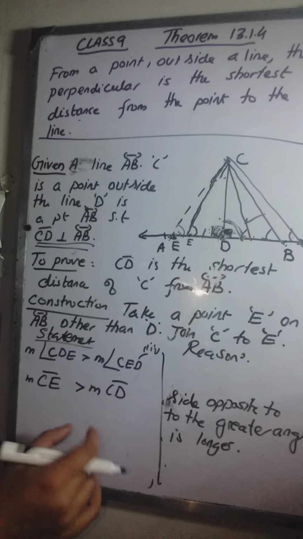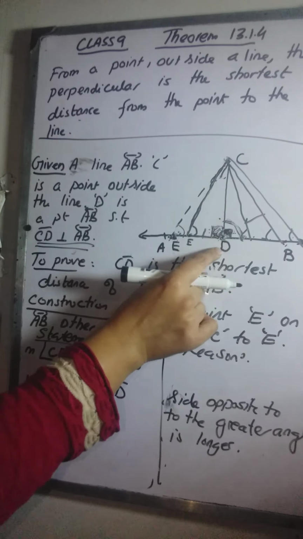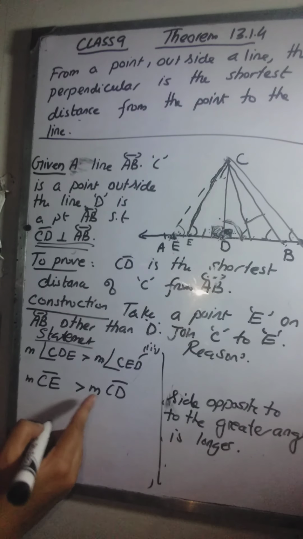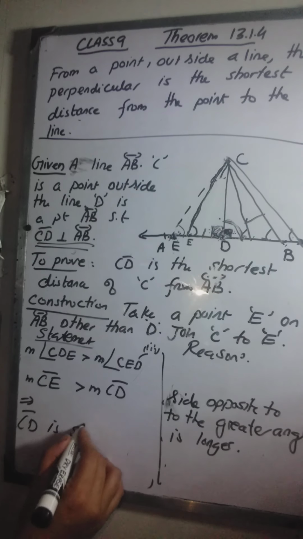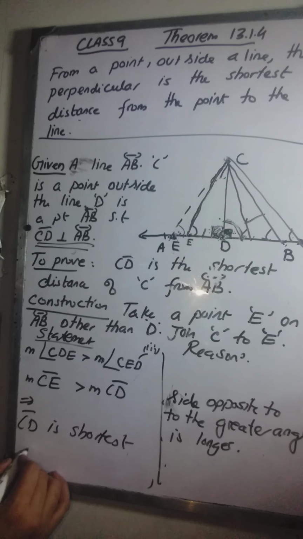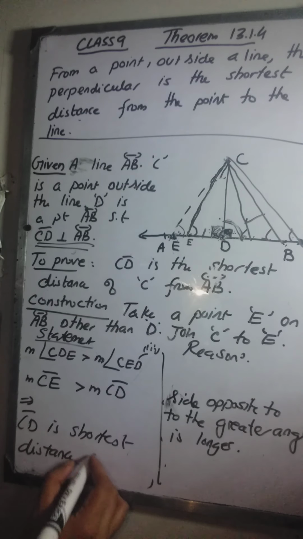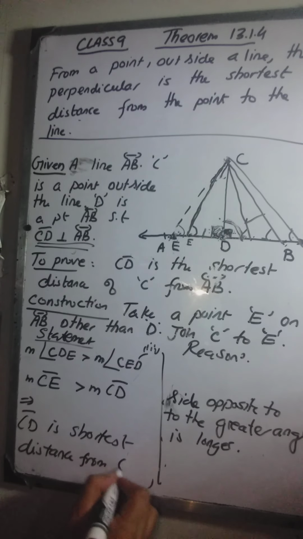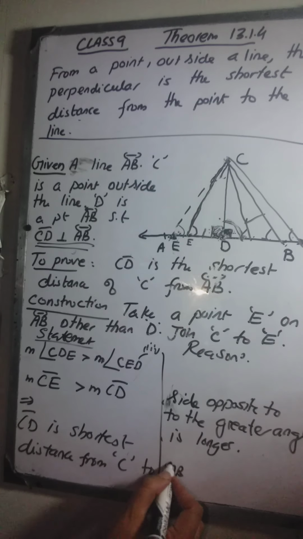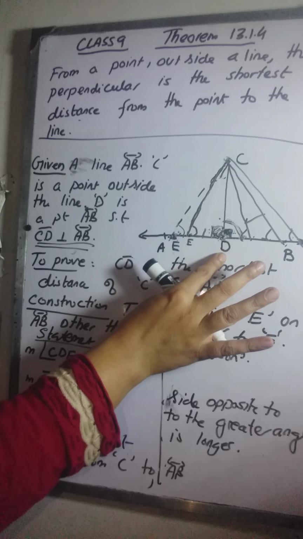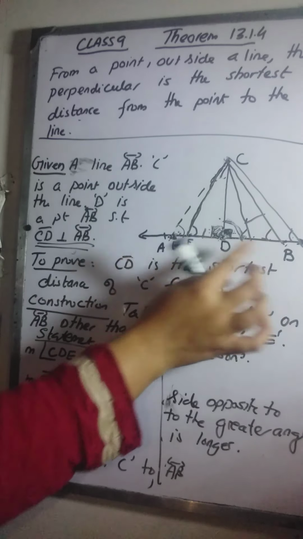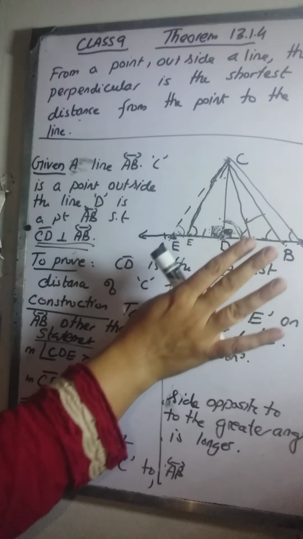It means that CD is the shortest path from C to the line AB. Okay, CE is always greater than CD. This actually proves the result. This implies that CD is the shortest distance from C to AB, because here we had taken E and E was any point on AB other than D. Okay, it is representing any point on AB, so it has proved the result for all the points.